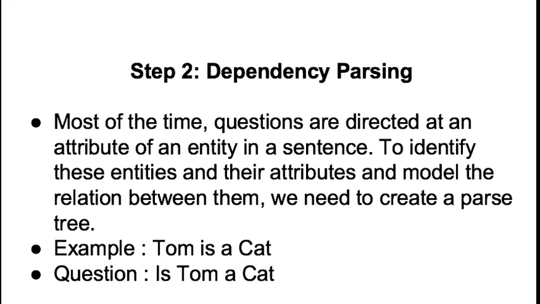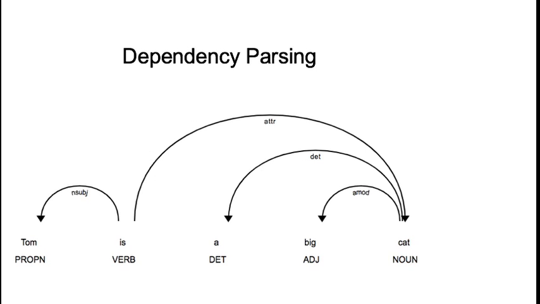To generate questions with this sentence, we need to decipher what the main entities in the question are and what its attributes are. To do this, we perform dependency parsing. When we identify Tom and cat, we can ask the question, is Tom a cat, for example. By generating a relational map as seen in the slide, we can manipulate the order of words in the sentence based on the parts of speech to produce questions.